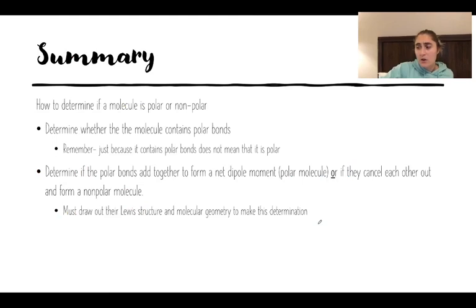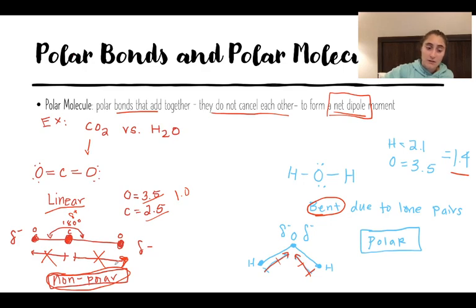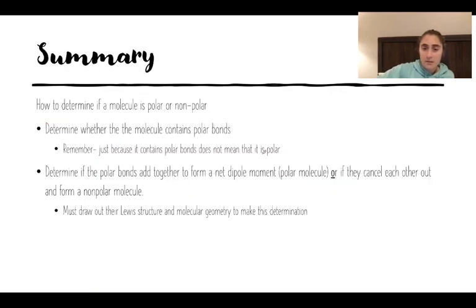Okay, so how are we determining if something is polar or nonpolar? In order to make this determination, first you have to determine if there are polar bonds. So are polar bonds even present? And that's what we did here. Do we have dipole moments? So does it contain polar bonds? Look for dipole moments, and we look for dipole moments by comparing electronegativities. Then determine if the polar bonds add together to form a net dipole moment or if they cancel each other out and form a nonpolar molecule. And you have to draw the Lewis structure and geometry to really make this determination.